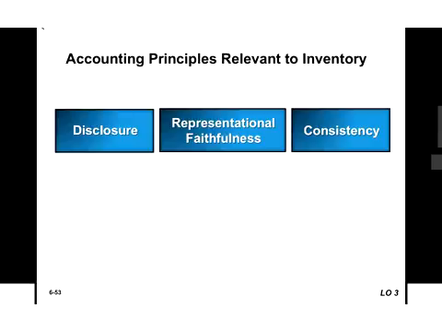Okay, I'm going to ask you a question coming up. It's going to say, which of the following is not one of the accounting principles relevant to inventory? There are 3 principles relevant to inventory: disclosure, representational faithfulness, and consistency. You need to have all 3 written down because we're going to have a question that says which one is not. So, disclosure, representational faithfulness, and consistency.